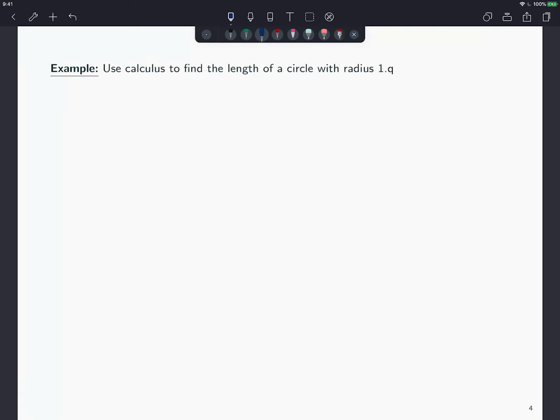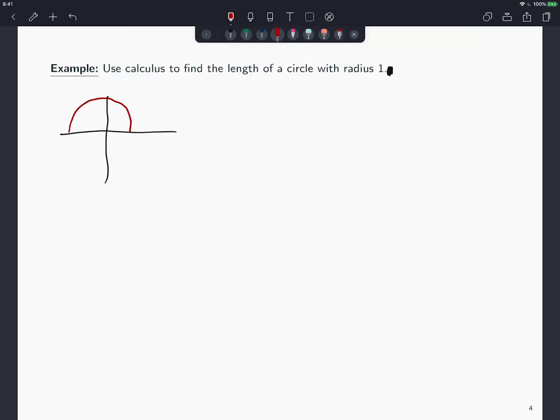Now, fortunately, we can use this. We know what the length of a circle with radius 1 is. So if I have a circle with radius 1, I can't do this as an entire curve as a one function. So I'm going to focus on only half of it, right?